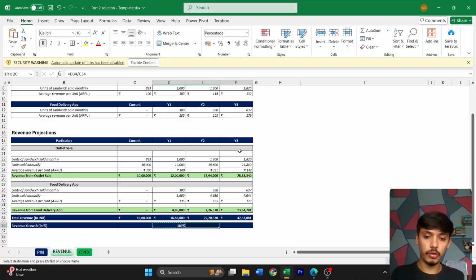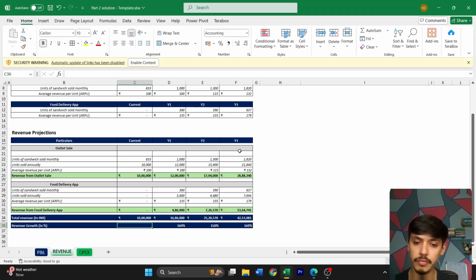Similarly, we will do it for year two and year three, and we have this growth rate: 169% in year one, 150% in year two, and 169% in year three. So this is the revenue growth that we will have once we have two outlets ready and we have expanded into NCR and Noida.